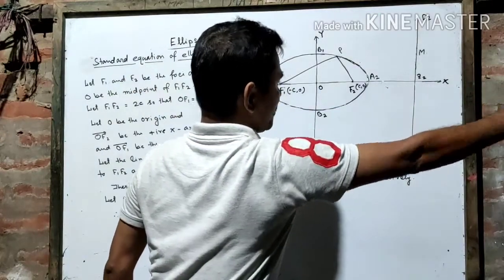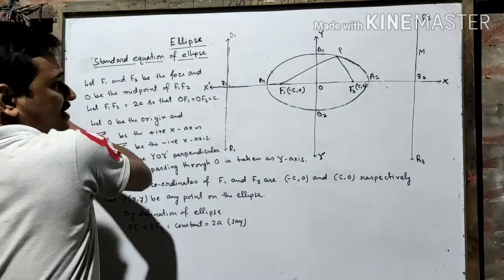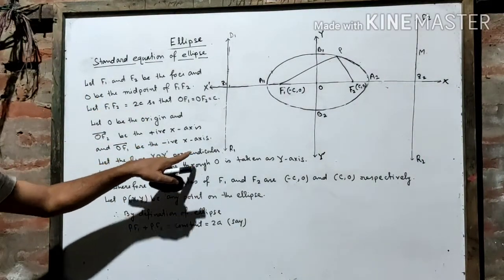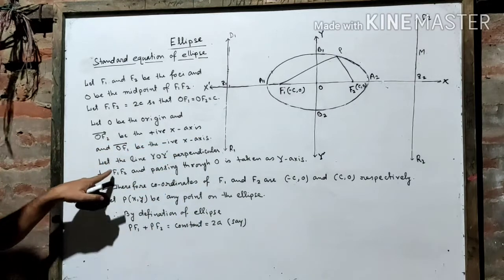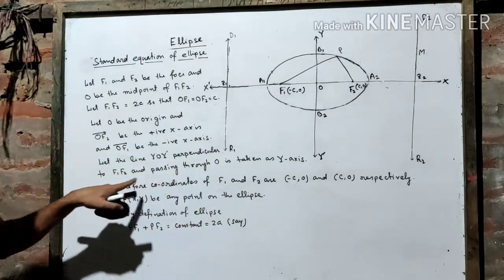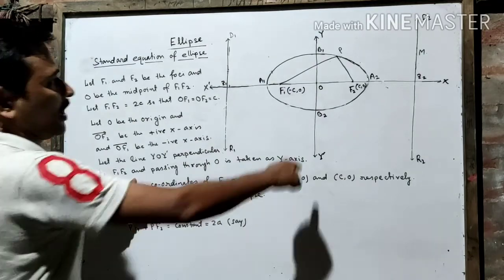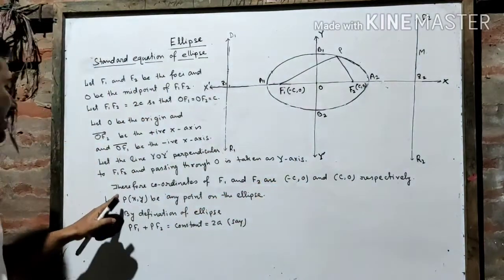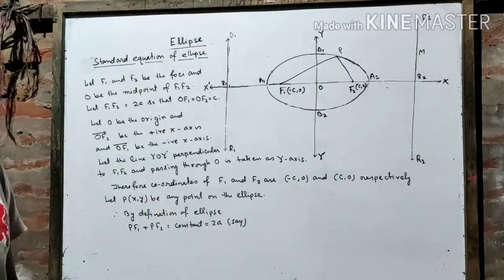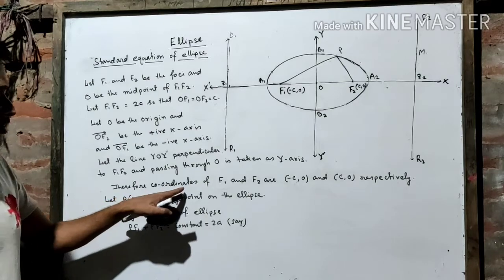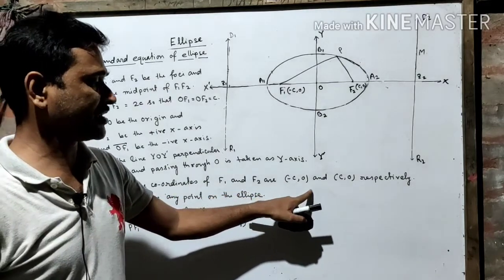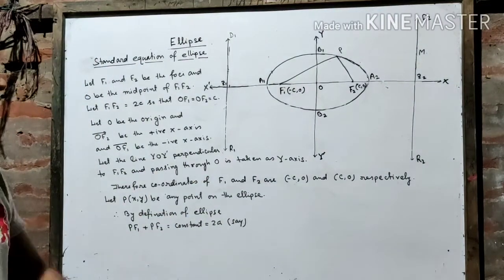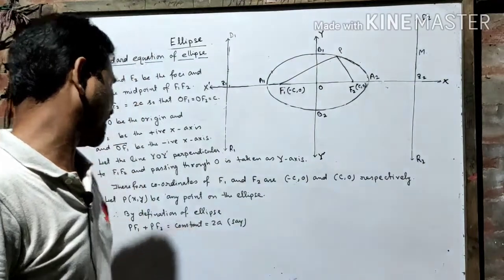Let OF2 be the positive x-axis and OF1 be the negative x-axis. Let the line YOY' perpendicular to F1F2 and passing through O be the y-axis. So with this choice of coordinates, the coordinates of F1 and F2 are (-c, 0) and (c, 0) respectively.